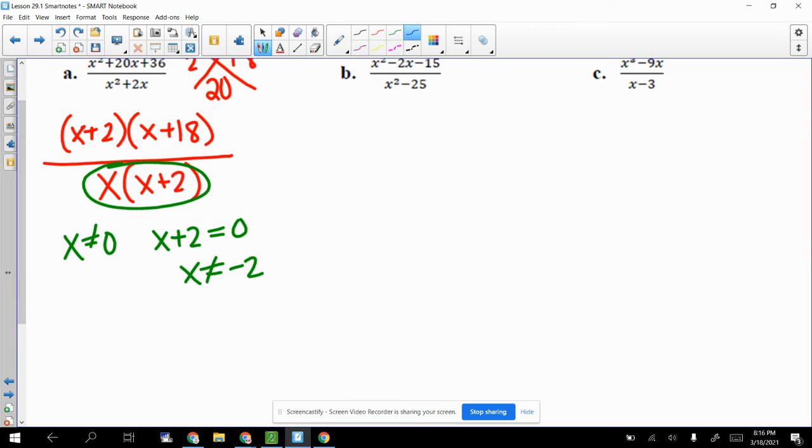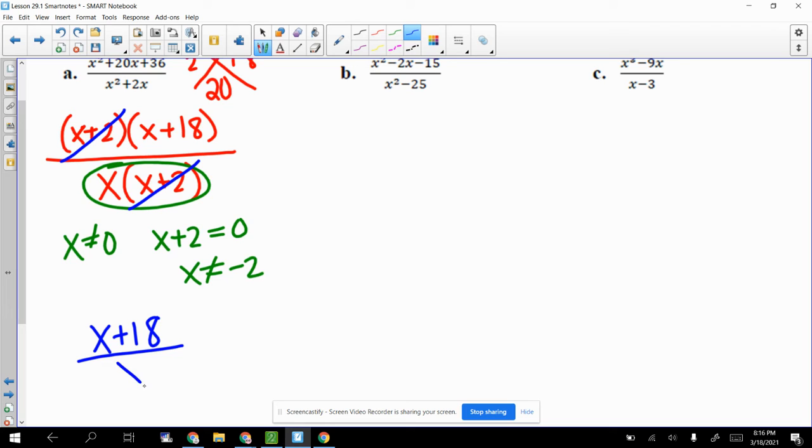Okay. Then next thing we need to do is cross out anything that is the same on top and bottom. And then we have our simplified version. So x plus 18 is left in the numerator and just x is left in the denominator. And then you just need to write your restrictions. And that is your final answer.